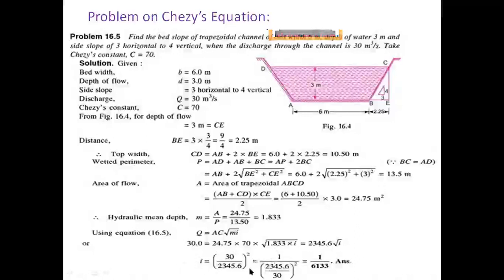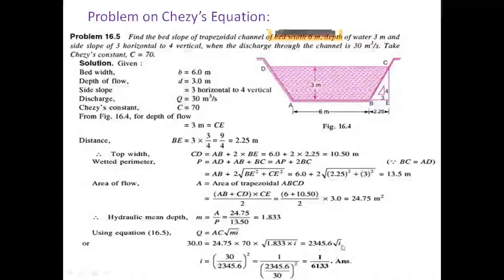For a bed slope you need to take it in fraction form. The 30 value comes to the denominator, and the remaining value on the left is 1. So 1 by 2345.6 by 30 whole square. The 30 value goes to the denominator of this value, and the remaining value is 1 equal to 1 by this whole value, 2345.6 by 30 whole square.